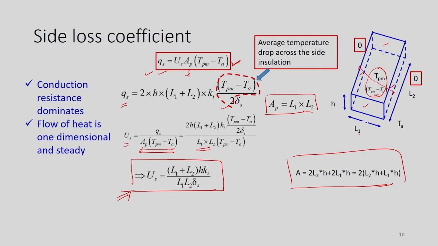Once we know the side loss coefficient, bottom loss coefficient and top loss coefficient, we can calculate the overall loss coefficient. Then we can calculate QL. Once we know QL, we can go back to our energy equation, Ap into S minus QL. This information is known to us, and then we can calculate Qu. Once we are done with Qu, we can do the performance characteristics calculations.